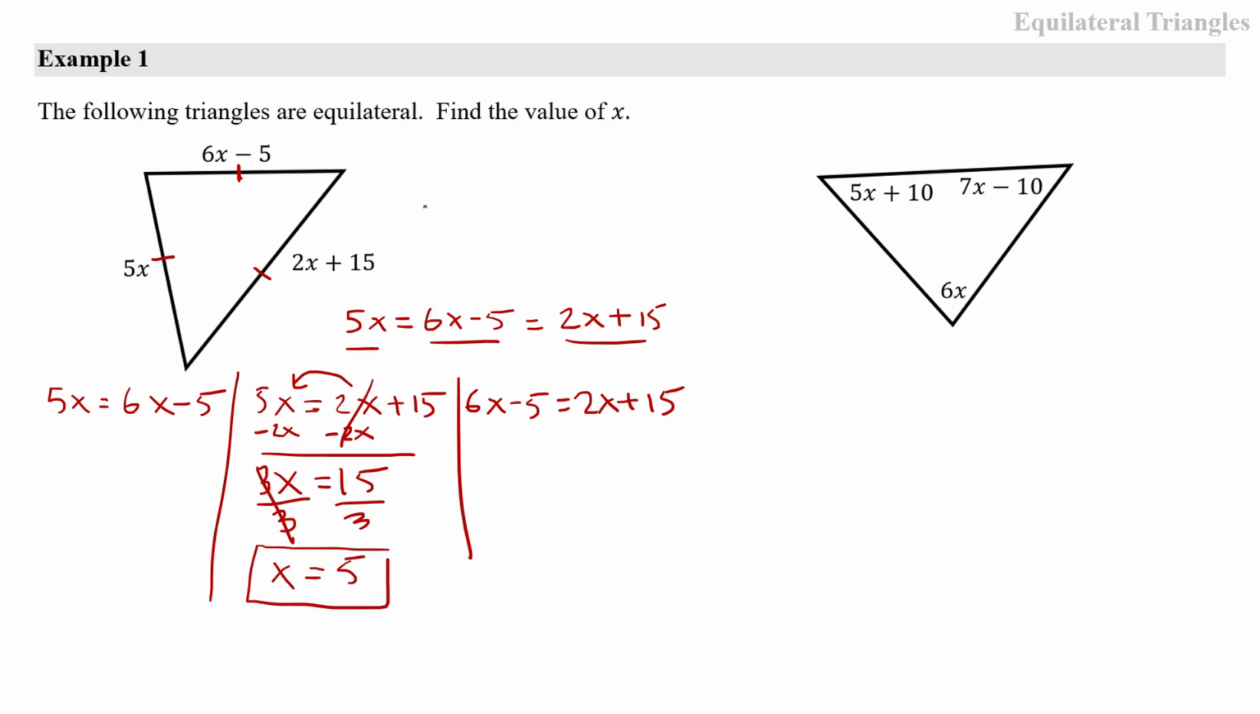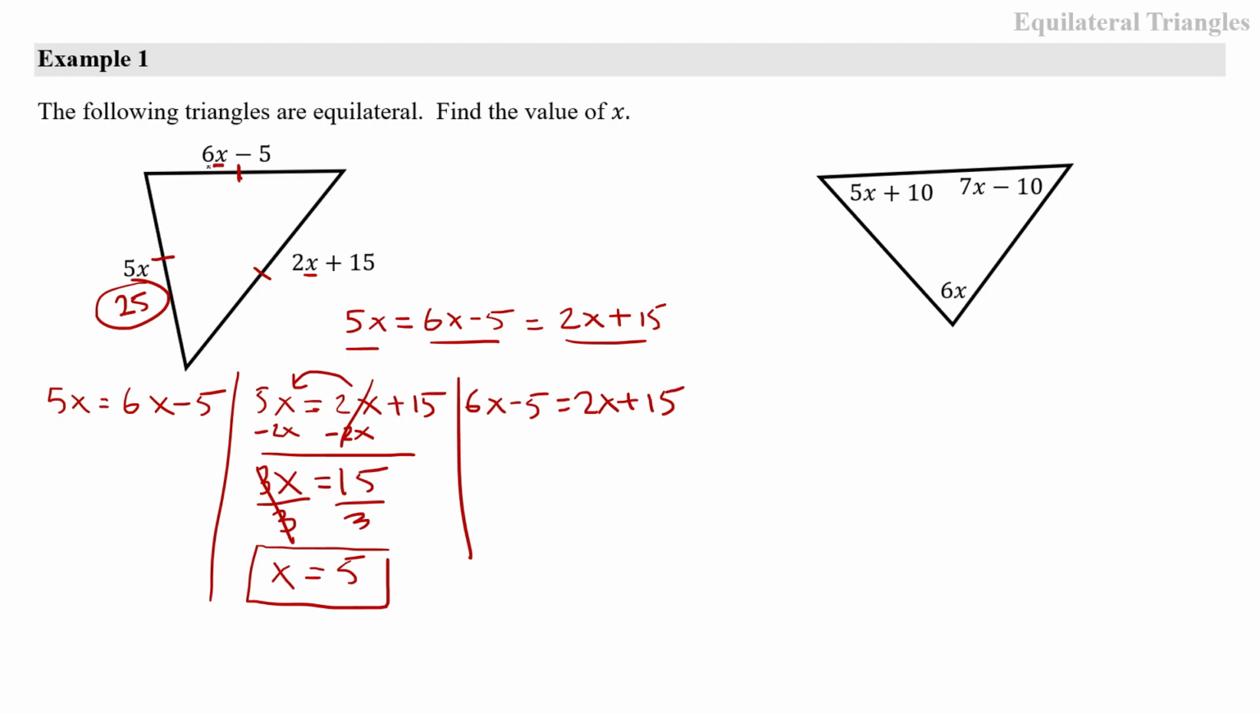Now if they were to ask you to find the measure of the side, then make sure that you plug in 5 here, and 5 times 5 will be 25. So this would be 25 units, and if I plug in 5 in the top part and also for this one, I should get 25 for all of these. Remember, all sides should be equal. If you don't get 25 for all of them, that means you did the algebra wrong, and you have to go back and redo it.